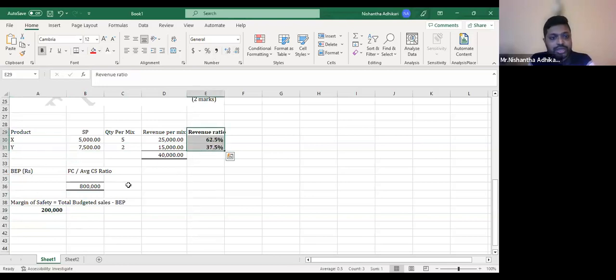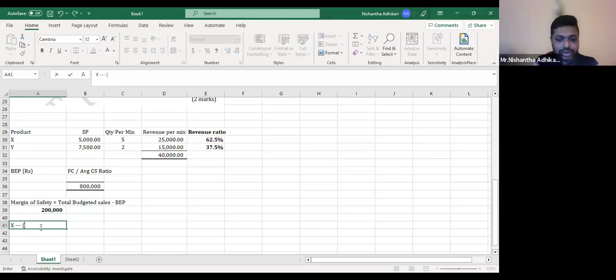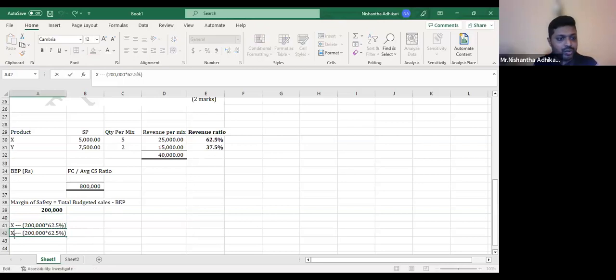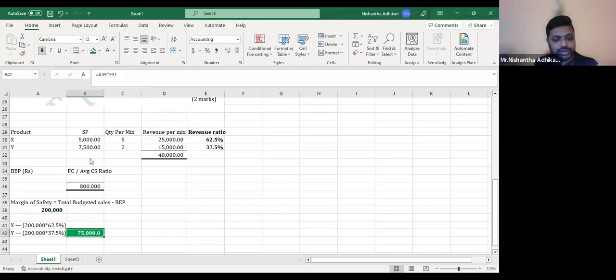You have calculated the revenue ratio. This margin of safety of 200,000 is the sales available to earn profits. Margin of safety means sales value available to earn profit, right? Therefore, out of this 200,000, how much is allocated to X? How do you find it out? 200,000, their revenue ratio is 62.5%. Then for Y, it should be 200,000 into 37.5. Now you can easily find out the Y value. 200,000 multiplied by revenue ratio 37.5 should be 75,000. This is the answer you need to calculate, 75,000.